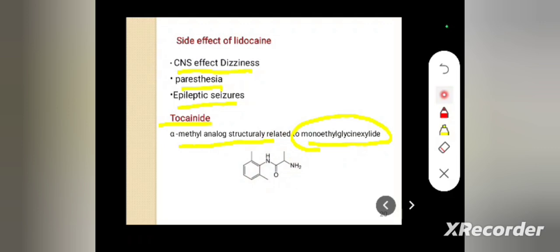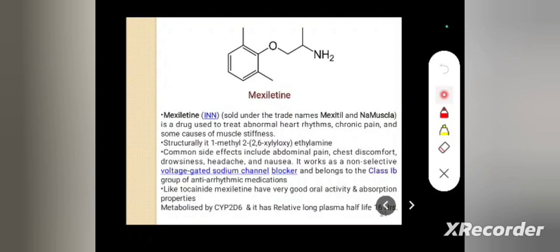So next, drugs of class 1b, that is mexiletine, sold under the trade name Mexitil, is a drug used to treat abnormal heart rhythm. And structurally, this mexiletine is the xyloxy derivative.